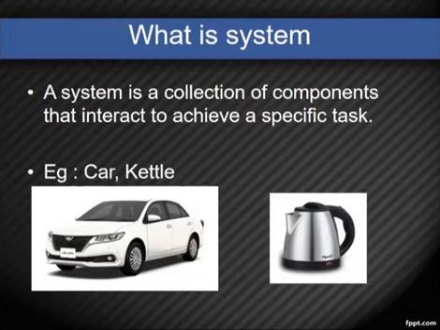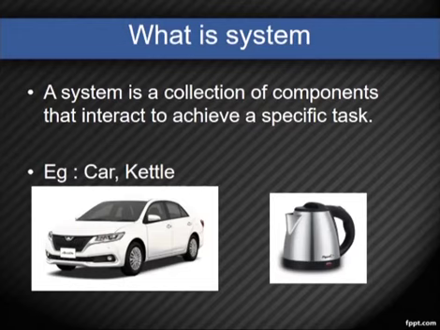First, we have to learn what a system is. A system is a collection of components that interact to achieve a specific task. So we'll say every system has components. These components interact to achieve some goal. Take a car: several components work together to achieve their goal, and the goal, the task, is transportation.